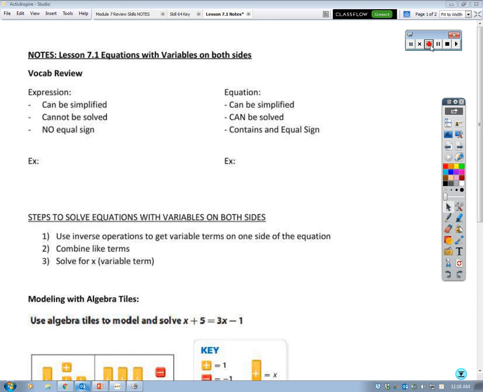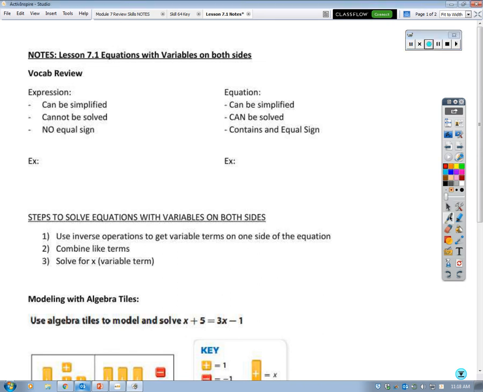Okay, Math 8 students, we are starting Module 7. This is Lesson 7.1, Equations with Variables on Both Sides. First thing we're going to do is just make sure we are understanding some of the vocab that we looked at just a little bit earlier, specifically comparing an expression and an equation.